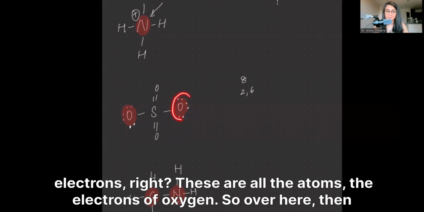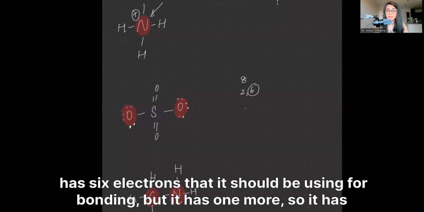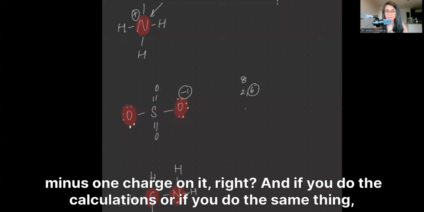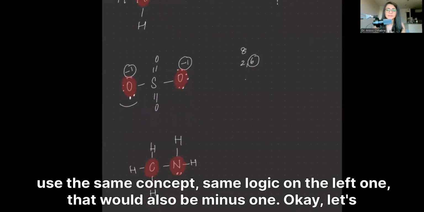So over here, oxygen has 7 electrons. Where did the 7th electron come from? It only has 6 electrons that it should be using for bonding, but it has 1 more, so it has a -1 charge on it. And if you use the same concept, same logic, on the left one, that would also be -1. Okay, let's go down now.